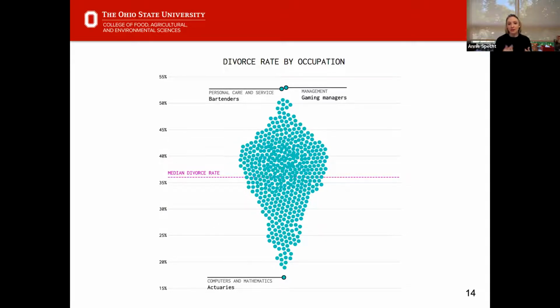One of the things that I found really interesting here, you can see this cluster tree chart. Bartenders and gaming managers, so people who work in casinos, tend to have higher rates of divorce than actuaries. And what do actuaries do in their day job? They manage risk, right? That's their entire job.